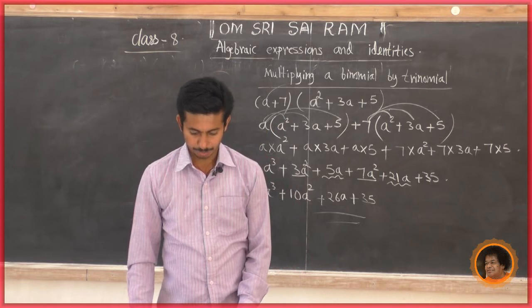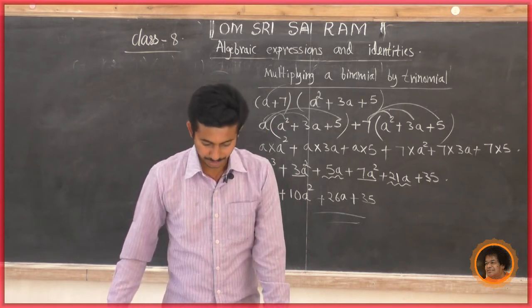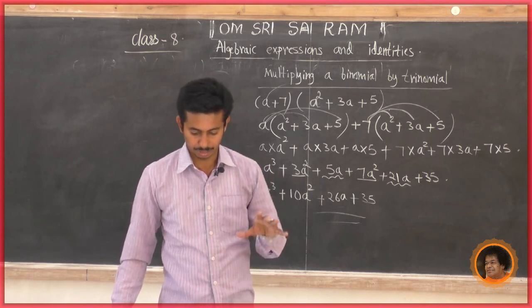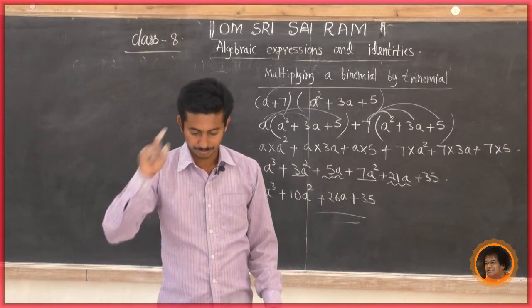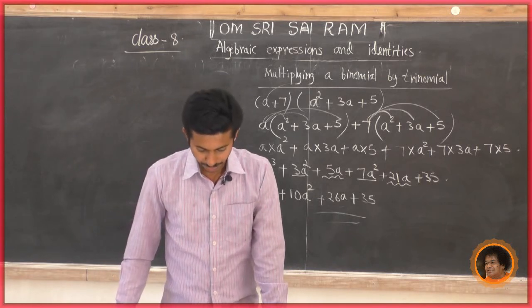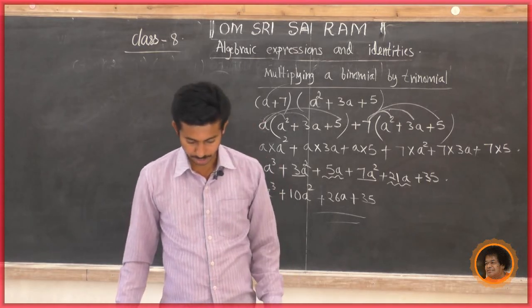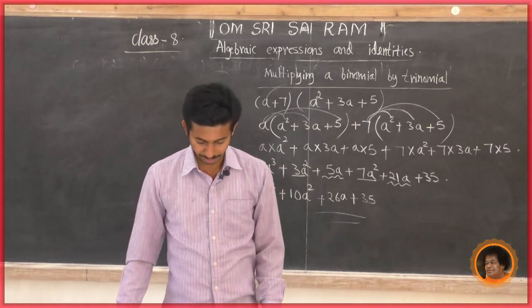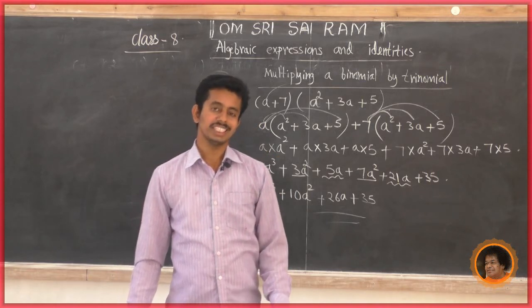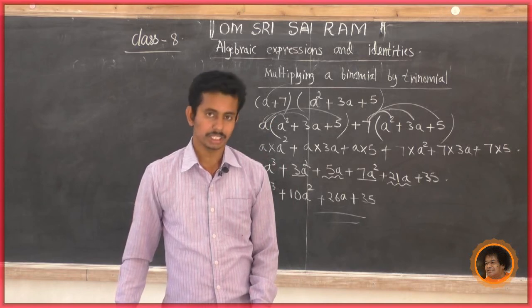In your textbook, page number 100, exercise 6.4 is given. In that 4 sub questions are given. First one, multiply the binomials. There are 6 problems. These are homework. And also second one, find the product. In that 4 problems. Then third, simplify, 7 problems. So these are homework. So exercise 6.4, page number 100.